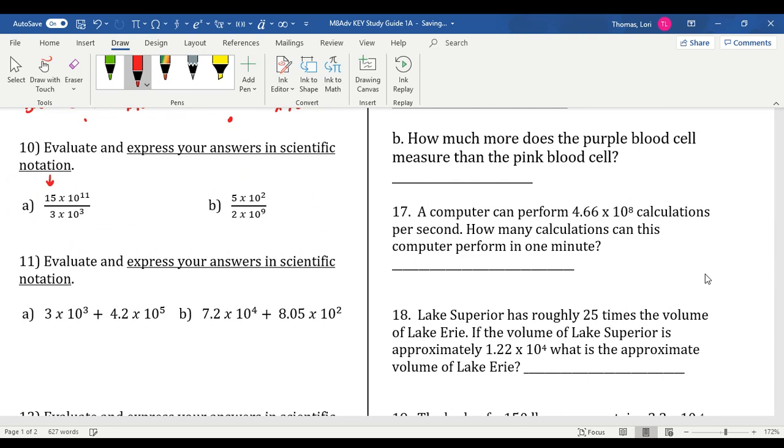We're going to divide, and you just divide coefficients. And then now we're going to use the quotient rule.